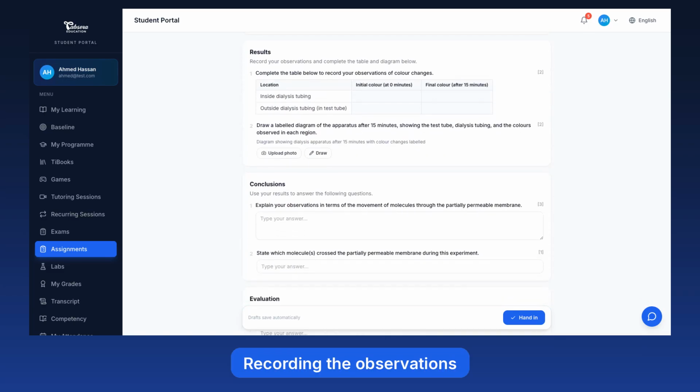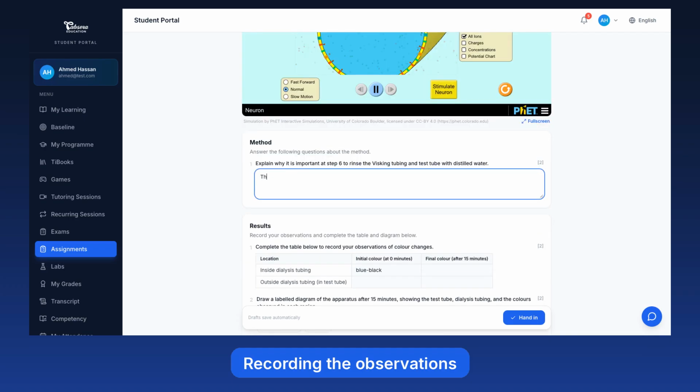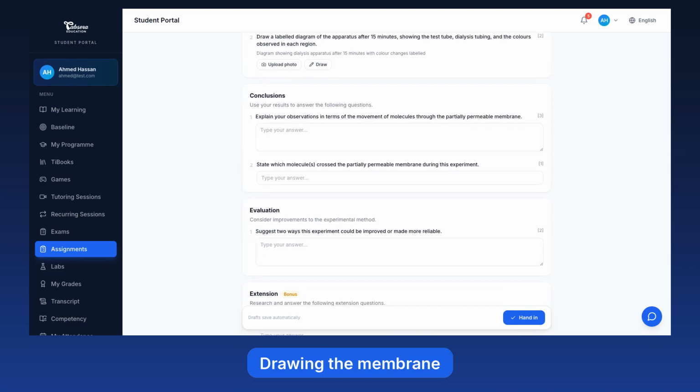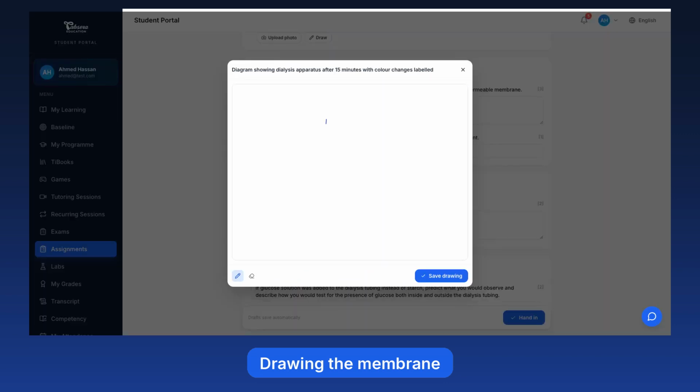Then the write-up: what changed color and what did not, and why the membrane lets one molecule through and blocks the other. Every answer saves as a draft while he types. The drawing question opens a canvas right in the page. Ahmed sketches the tubing and labels which particles pass the membrane, and saves the drawing into his answer.